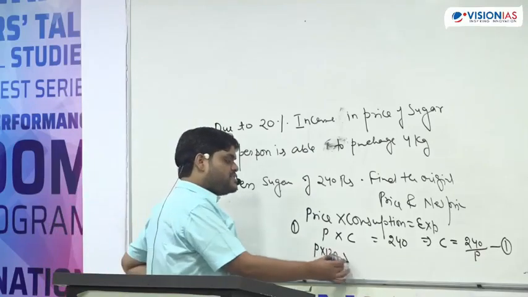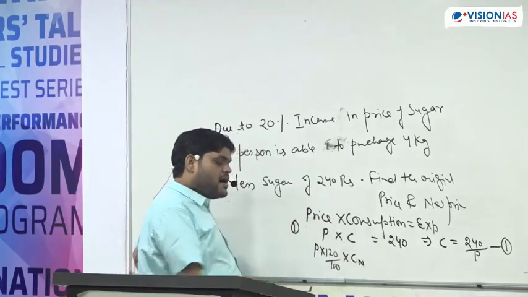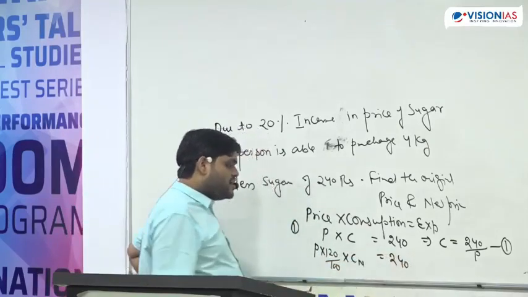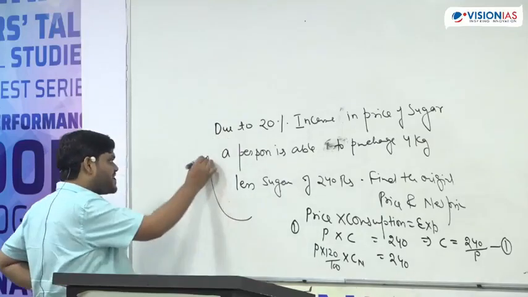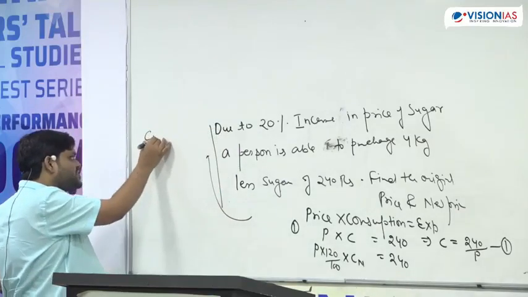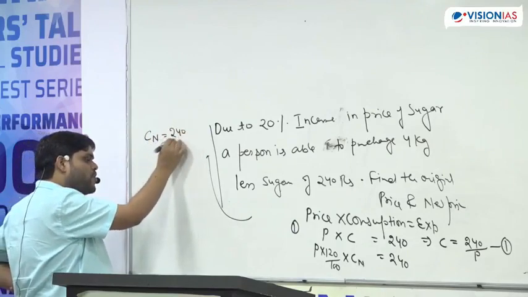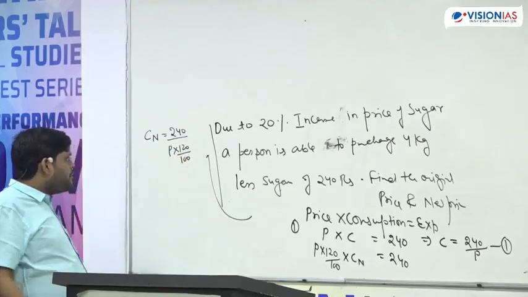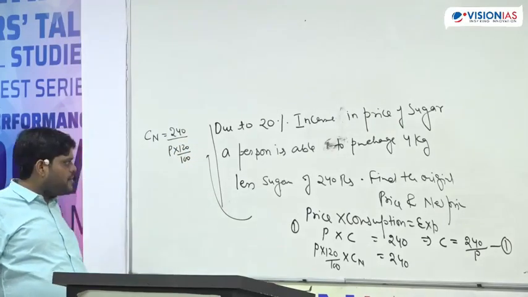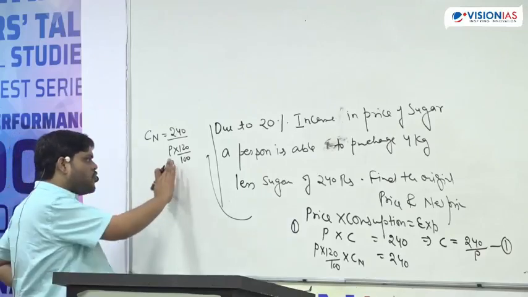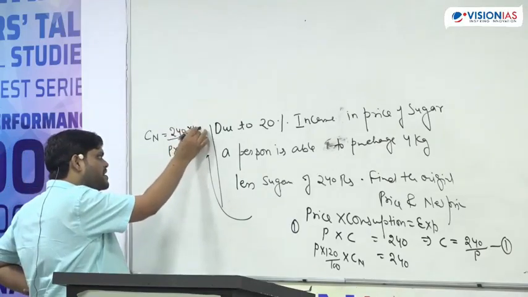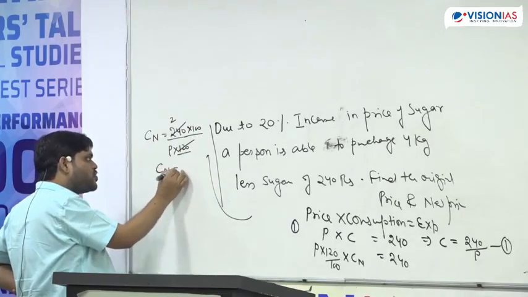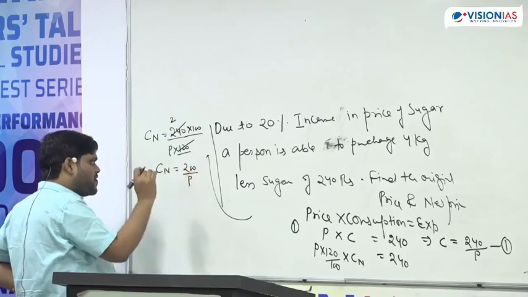And suppose the consumption is CN. Consumption is CN and still this is 240. So from here we can say that CN is equal to 240 upon P into 120 upon 100. Fine. Now we can solve it more easily. This 100 will come here and we can cancel out this thing 2. So CN is equal to 200 upon P, a simple one.